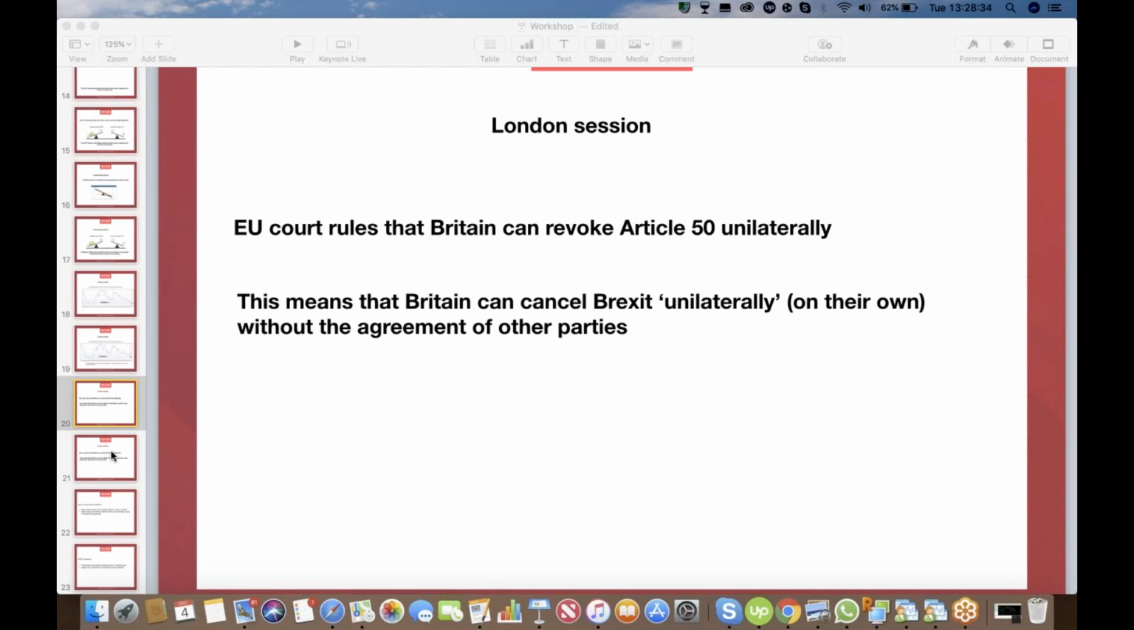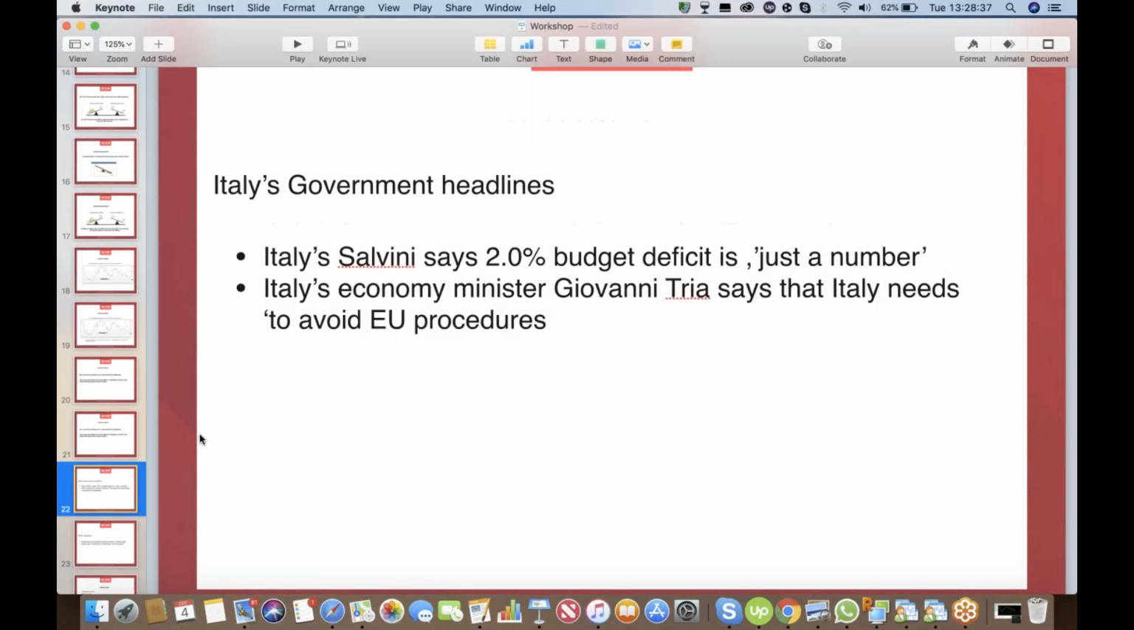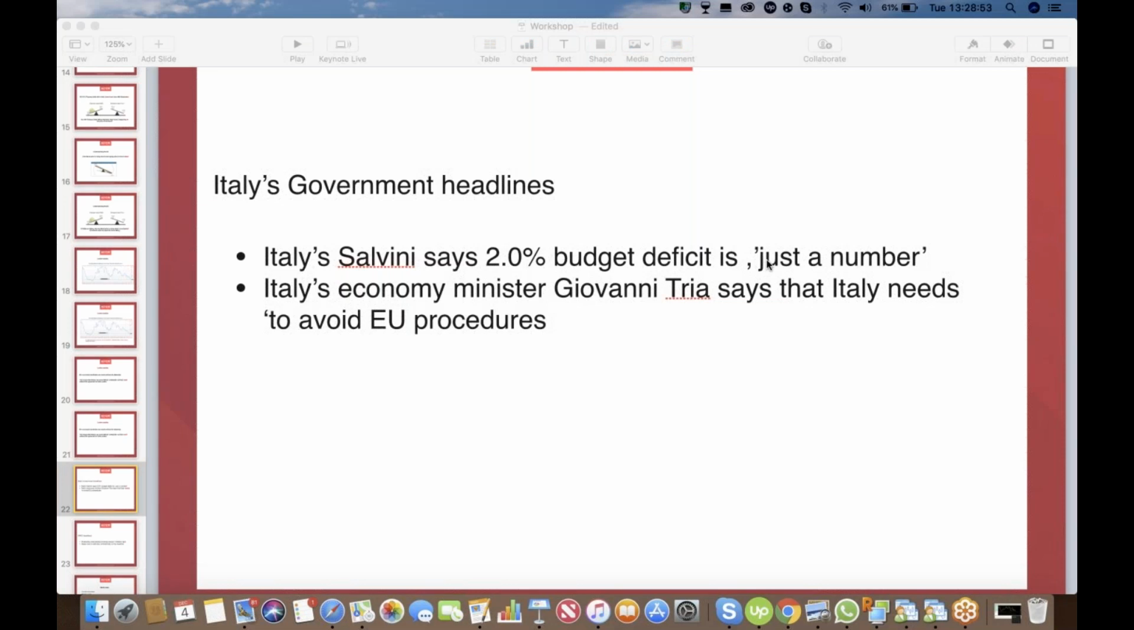Now, as we move forward, there were also some headlines out for Italy, and the Italian situation is interesting as well at the moment. The interesting thing out of Italy is that Deputy Prime Minister Salvini says that the 2% budget deficit is just a number. In other words, the Italian government were voted in. They said to the people, we're going to give you these pay increases for various social projects they wanted to do. Everyone in Italy says, hooray.